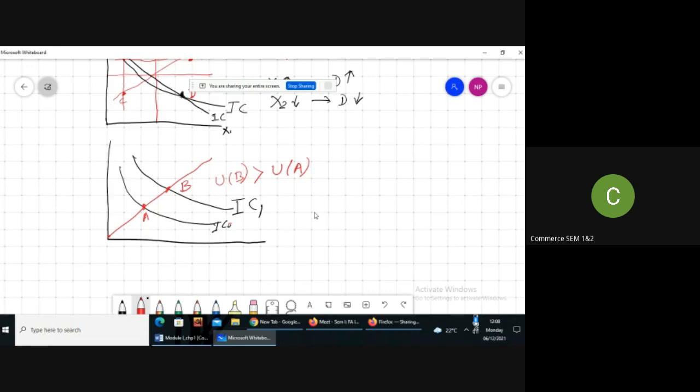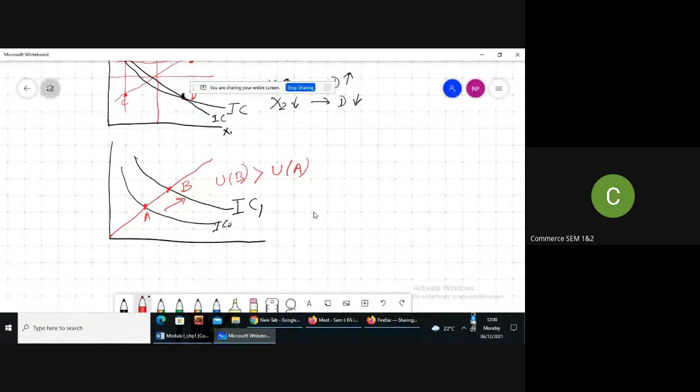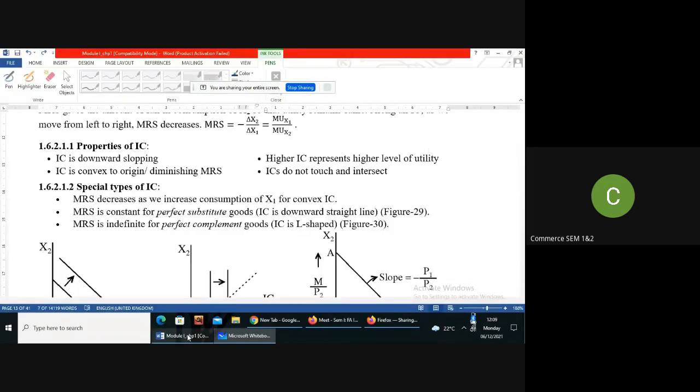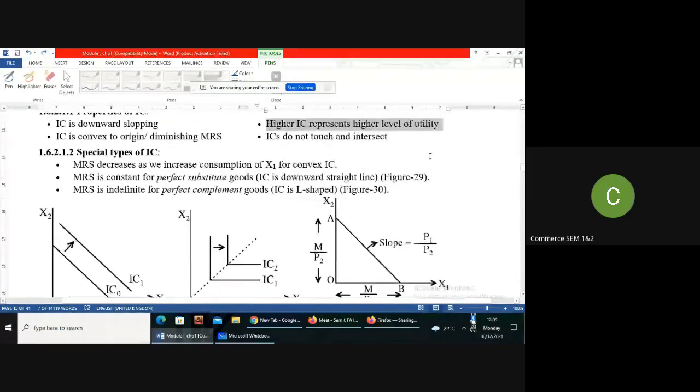So as we move rightward, the new ICs will give you higher and higher level of utility. Clear? So higher IC, higher level of utility. Next, ICs do not touch or intersect.